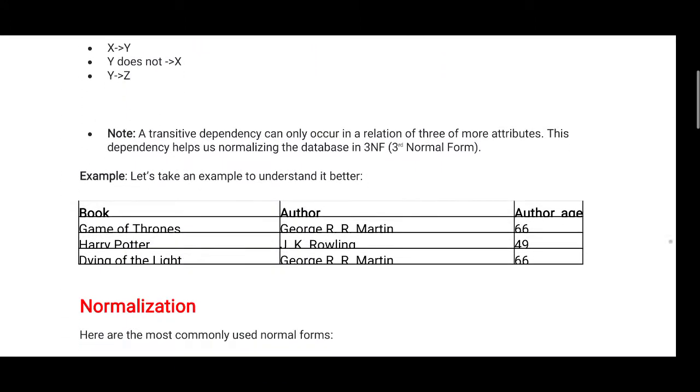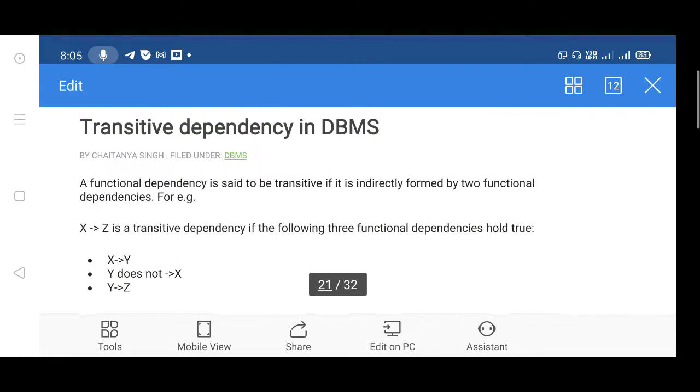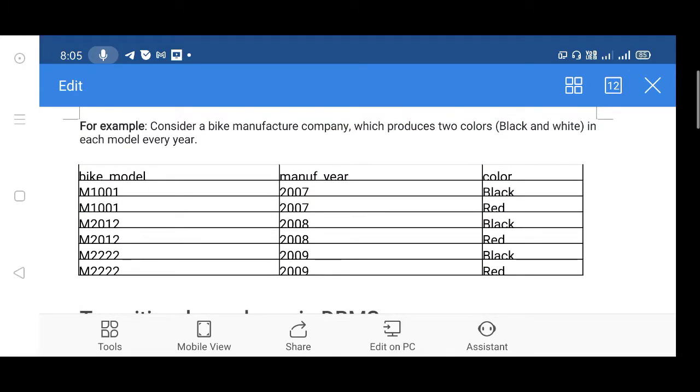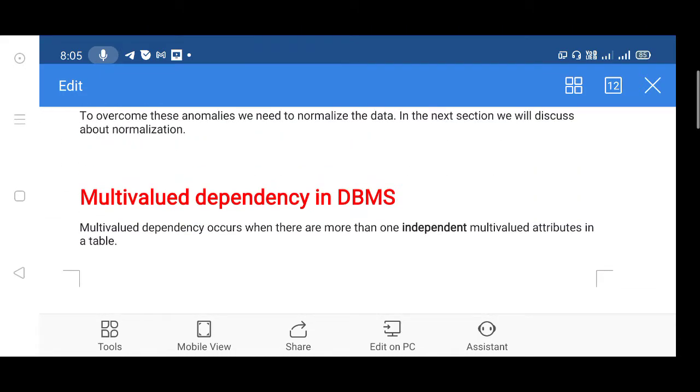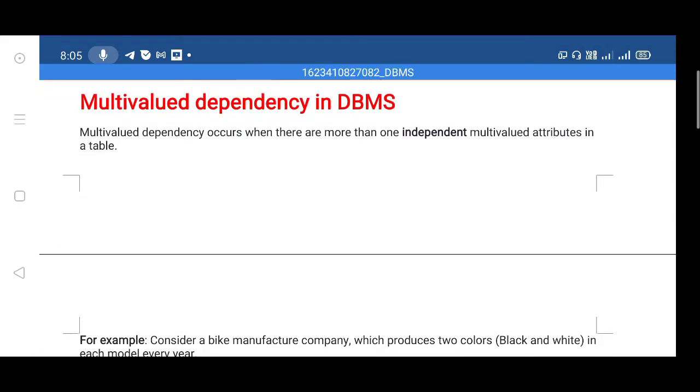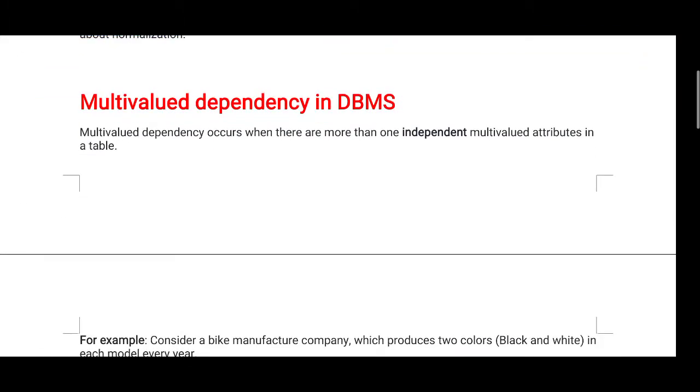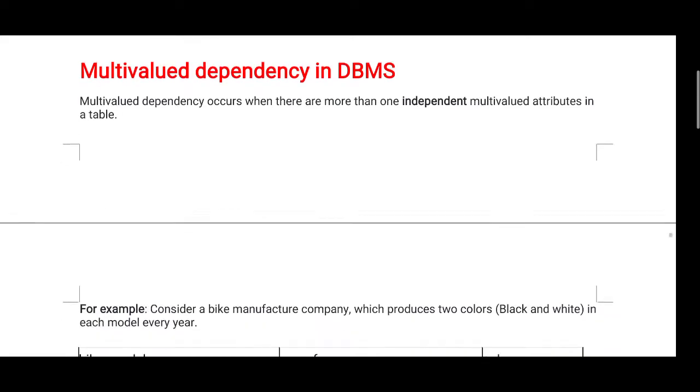We have dependencies. First, we will see the dependency. First, dependency: if A tends to B, B depends on A. This is dependency.